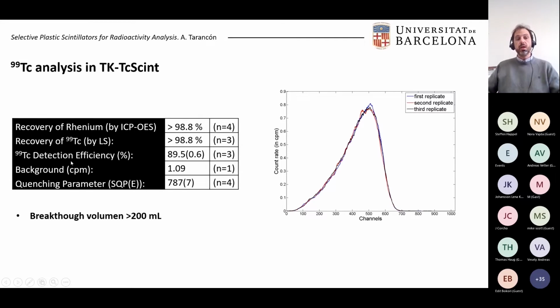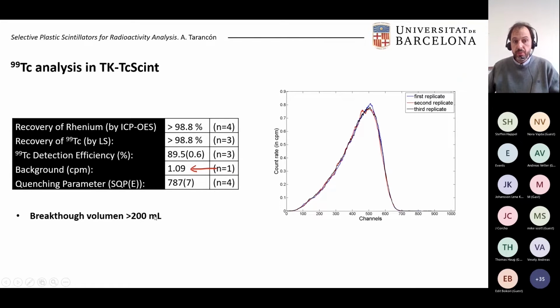These are the values of yield and detection efficiency. So we have quantitative yield, we have very high detection efficiency with a spectra quite located at high energies, and also we have a low background. This is quite relevant. In this case, we have a low background because we are just using 1 gram of plastic scintillator. So comparing with the 20 milliliters of a liquid scintillation vial, we can achieve a quite low background in the measurement in this case in a quantulus detector.